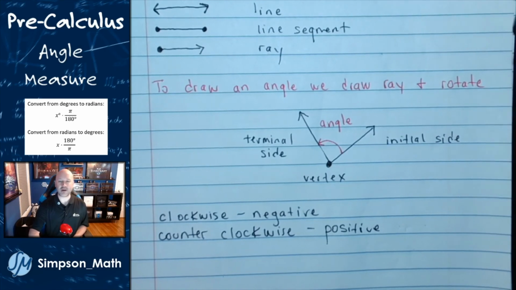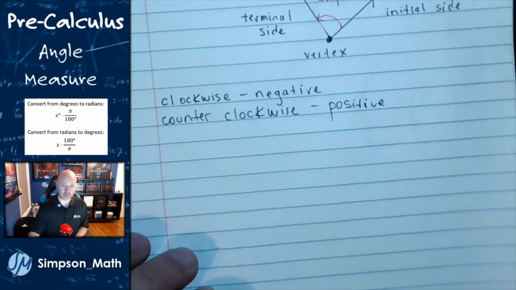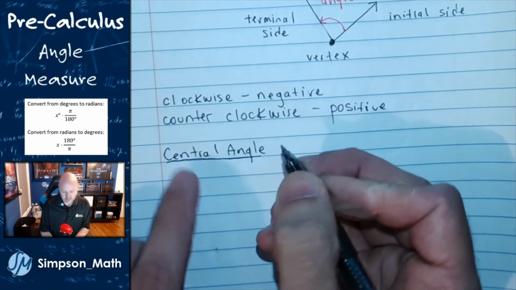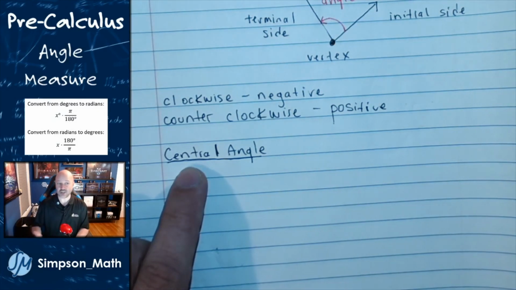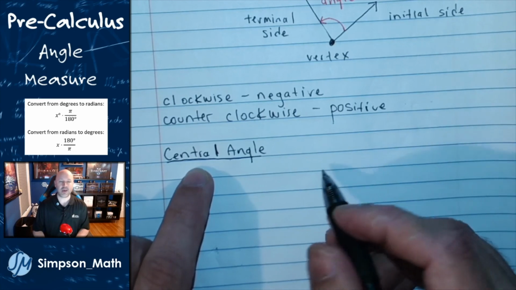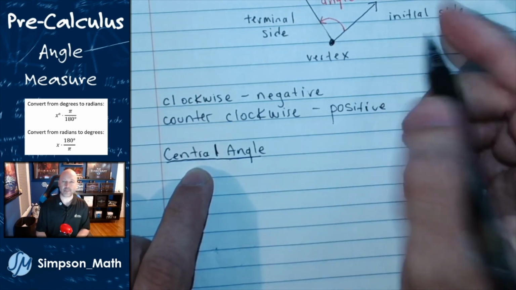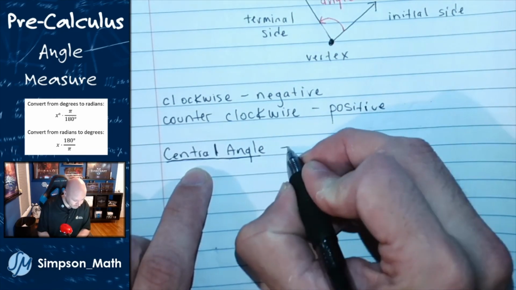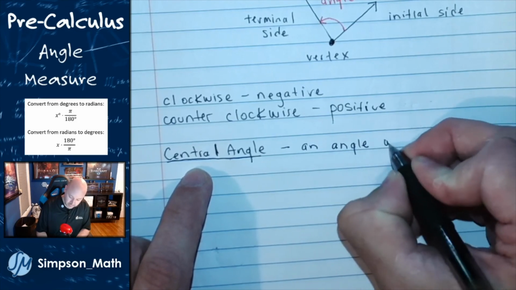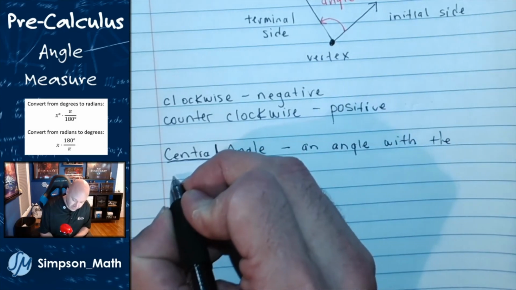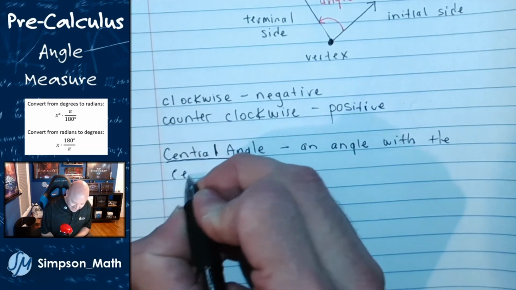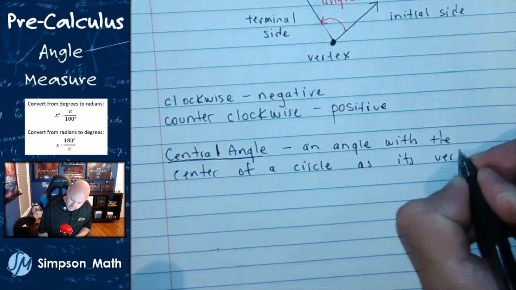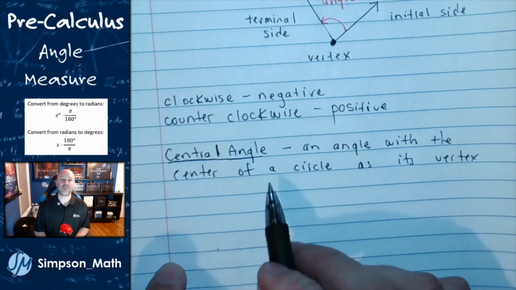All right, now I'm ready to give you a definition, something we call a central angle. Now, central should hopefully spark some sort of center. So this is some angle dealing with a center. And in this case, we're dealing with the center of a circle. So a central angle is just one where the vertex happens to be the center of a circle. An angle with the center of a circle as its vertex. See if that makes sense. An angle with the center of the circle as its vertex.